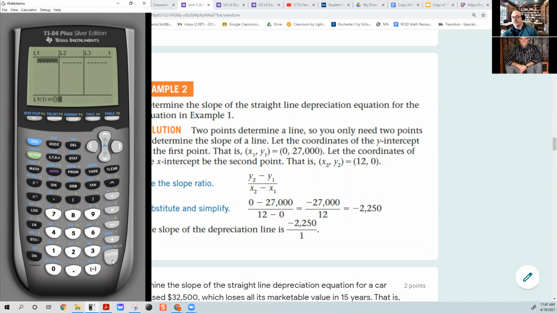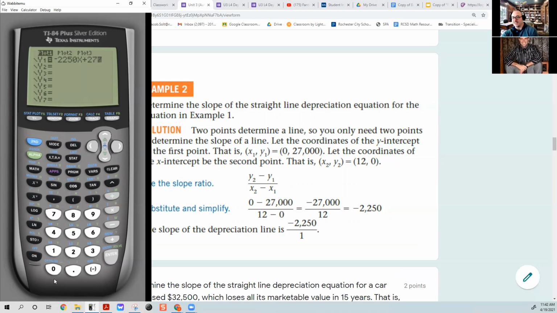We said that when this function starts at time 0, the value was $27,000. Then at 12 years, the car slowly depreciates, and after 12 years its value is 0. So we've done a little bit of math on this. I go to stat, calculate, and do a LinReg real fast. Negative 2,250 and 27,000. So negative 2,250 times x plus 27,000.